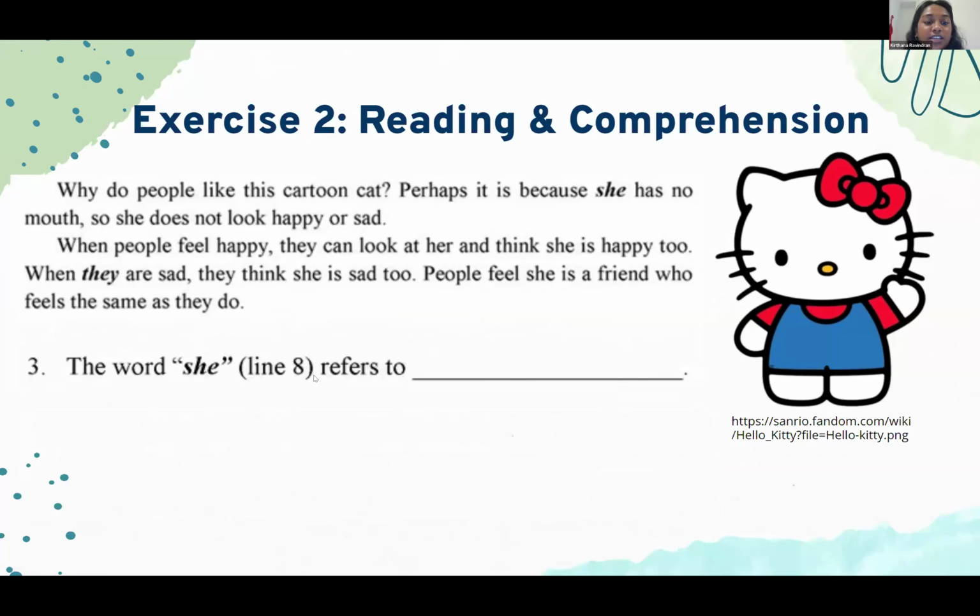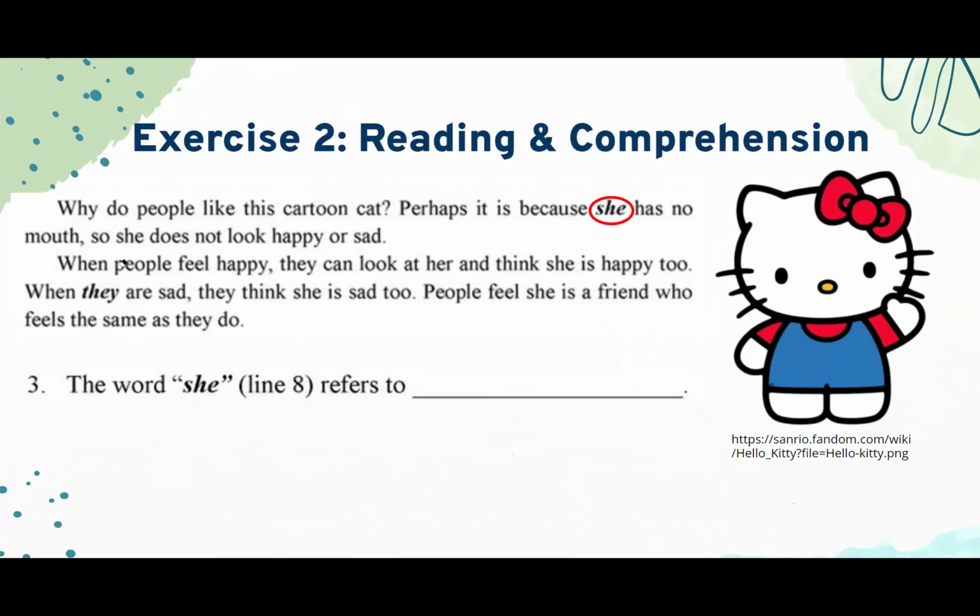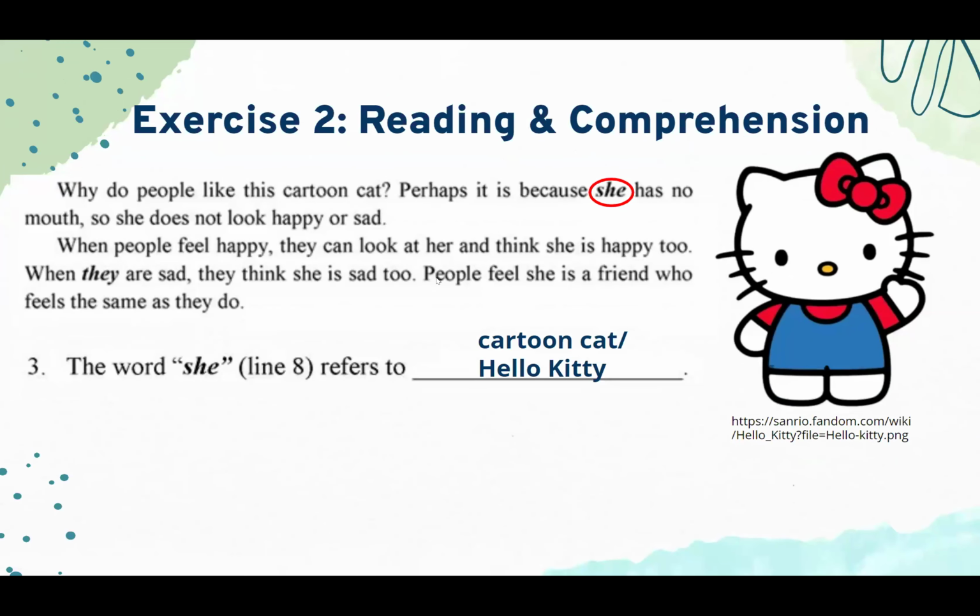Next, the word "she" in line 8 refers to what? Anyone? Hello Kitty. Yes, very good. It also refers to Hello Kitty. Okay, because she has no mouth, so she does not look happy or sad. How you know it's because of Hello Kitty is because they talk about it right in the previous sentence. Why do people like this cartoon cat? So it can be cartoon cat or it can be Hello Kitty. Okay, both can be correct answers.